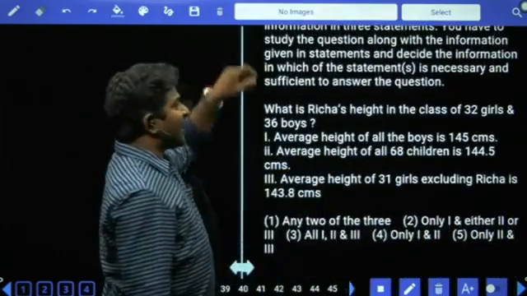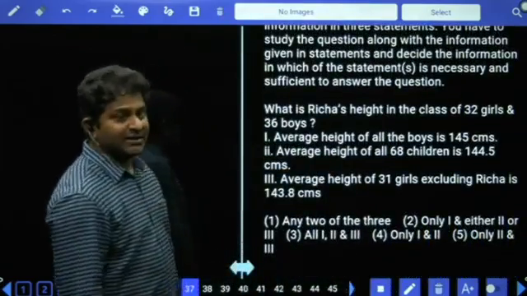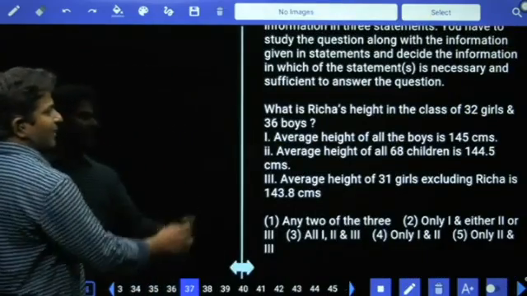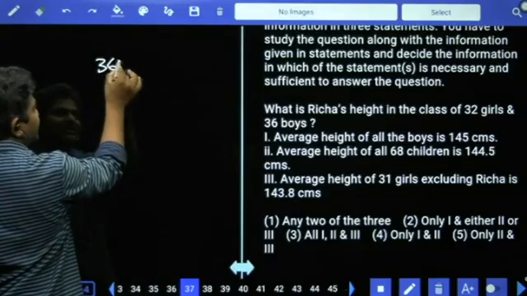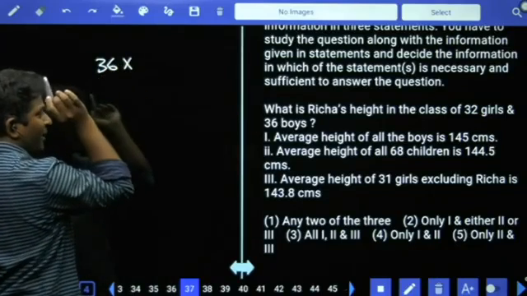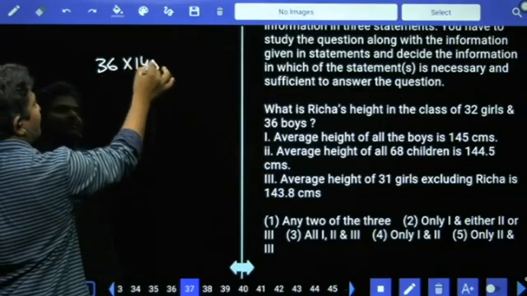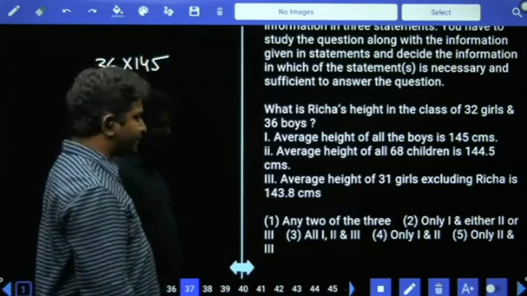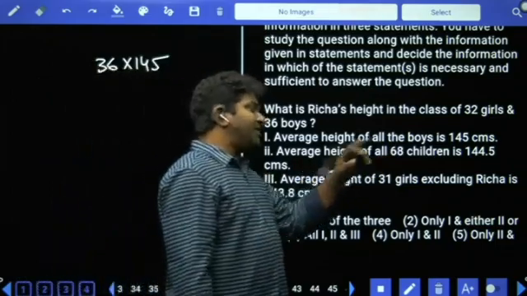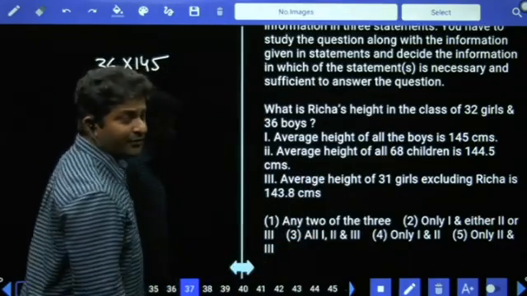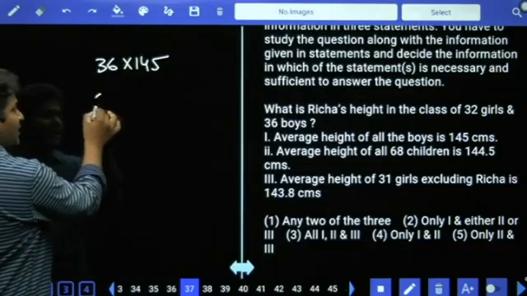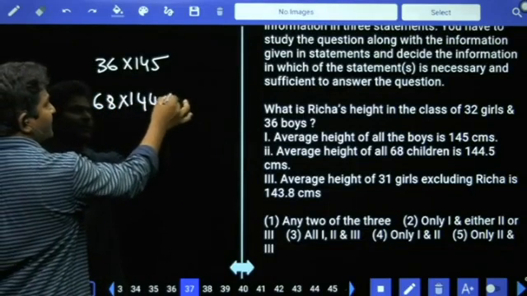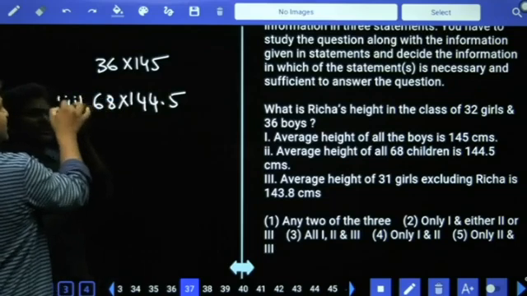What is Richa's height in the class of 32 girls and then 36 boys? Average height of all the boys is 145. All boys in the sense 36 boys are there. 36 boys height is equal to 36 into 145. Richa's height cannot be calculated using 1 alone. Average height of all 68 students is 144.5. So all 68 students sum is equal to 68 into 144.5. So 2 alone is also not sufficient.